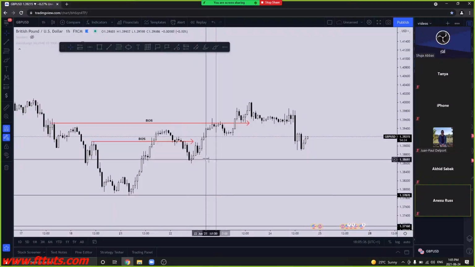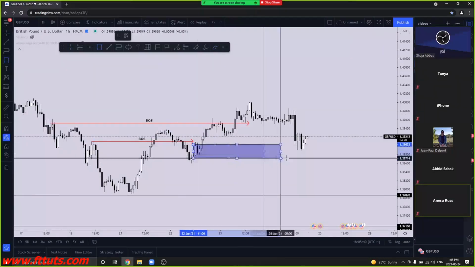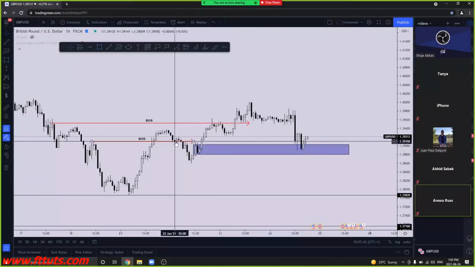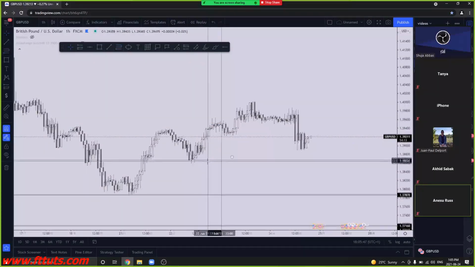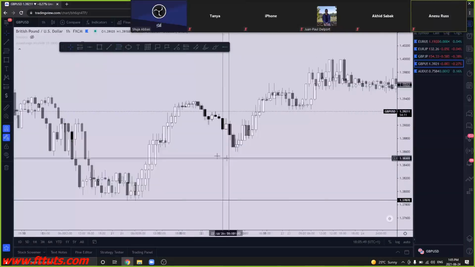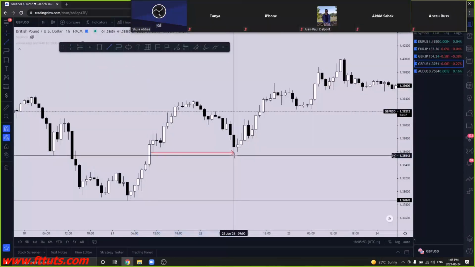Now, a lot of people were looking to buy around these areas over here, this institutional candle. And technically speaking, this is correct, right? But the reason I wasn't really too focused on buying right here is for two reasons. One, liquidity. We saw that there's equal lows just resting right here.